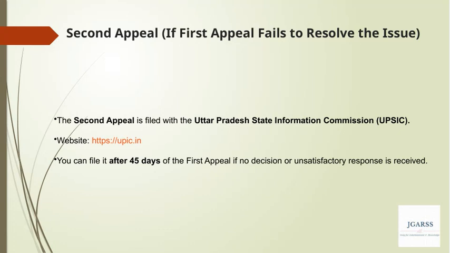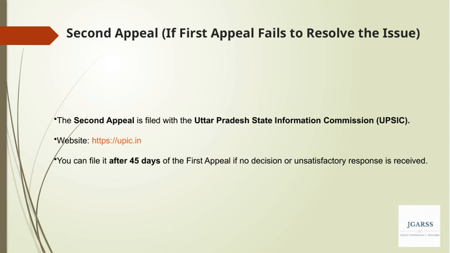Now, if your first appeal doesn't lead to a satisfactory resolution, or if you don't receive any decision within the expected time, the next step is to file a second appeal. This appeal is made directly to the Uttar Pradesh State Information Commission, or UPSIC for short. You can find their website at UPIC.in, which is a helpful resource for all your appeal-related queries.